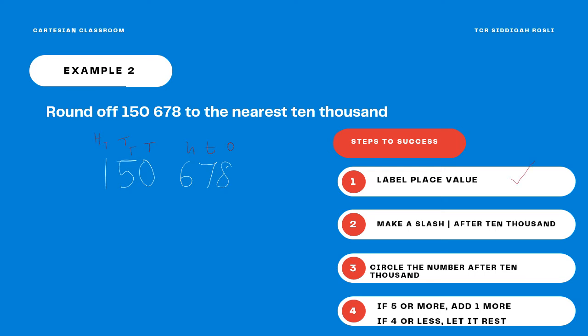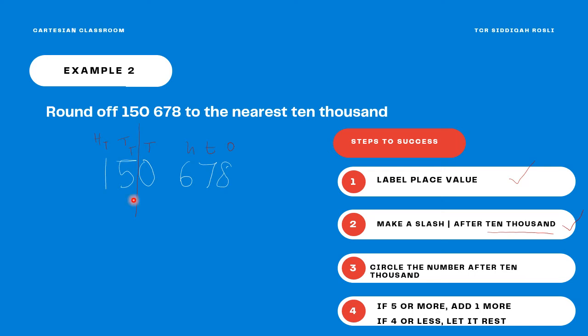So that's step 1. Step 2 is make a slash after 10,000. So after 10,000 is right here. So we're going to make a slash after 10,000. That's step 2. Step 3 is circle the number after 10,000.